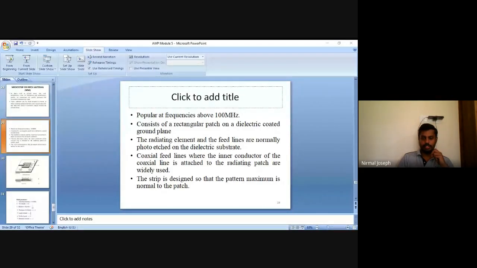Cable means which cable? TV cable. Okay, that is correct. Another example is your CRO probe. It's a coaxial cable. You probe with it. It has a wire wound on the cable, with an outer conductor and an inner core. Coaxial cable.